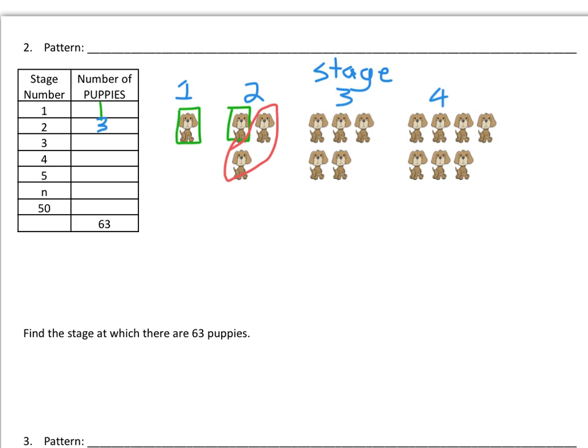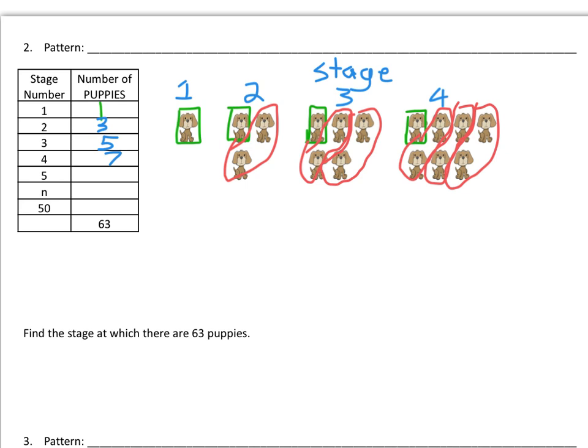Third stage has my start puppy, and the 2 previous, and now we've added 2 more puppies, and that's a total of 5. On the fourth stage, we now have the same amount of puppies we had from stage 3, but 2 more on top of that, for a total of 7. So what is our pattern?